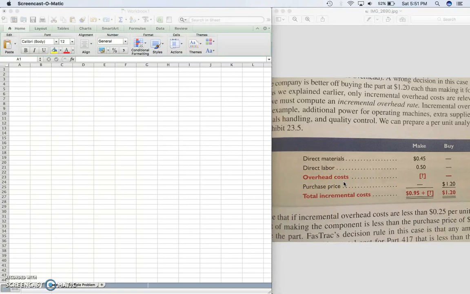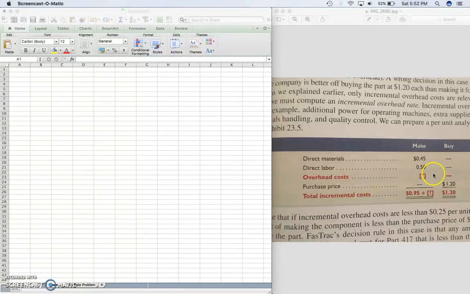However, the book says that this is not completely correct all the time. It is only the incremental costs that are relevant in this situation. So what they need to figure out is if this cost added to these is less than what it costs to buy the part. If the overhead is under 25 cents, then the total would be under $1.20. That's what they need to figure out.